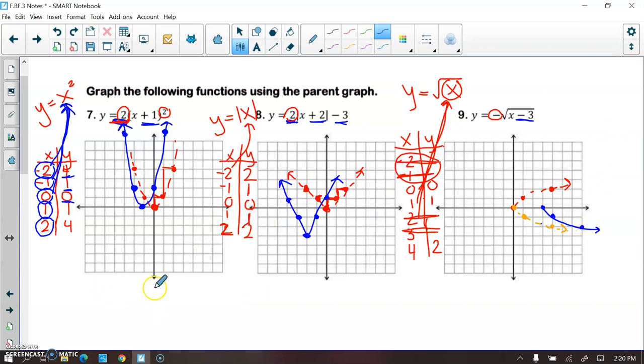All right. So it may be helpful when you're doing these transformations of these different types of graphs to know that you can create an x and y table using your parent functions to help you figure out what your original graph would look like before you do your transformation.